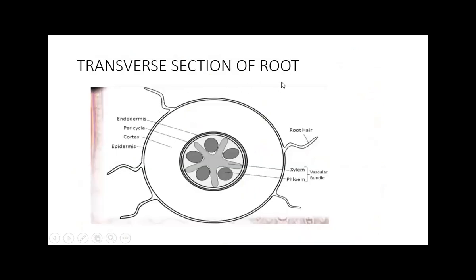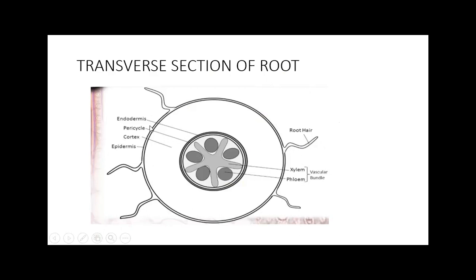This is the transverse section of the root. The transverse section means we cut the root structure along the x-axis. So we can say that this is a typical structure of the root inside it. There are numerous root hair present on the surface of the root, and these root hair will increase the surface area for the absorption of water and minerals from the soil.